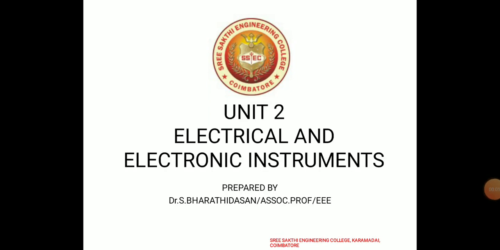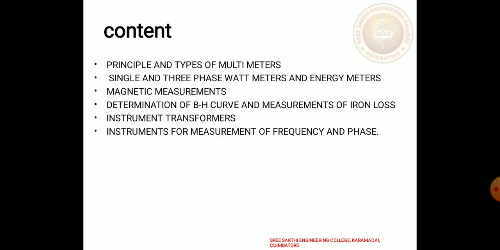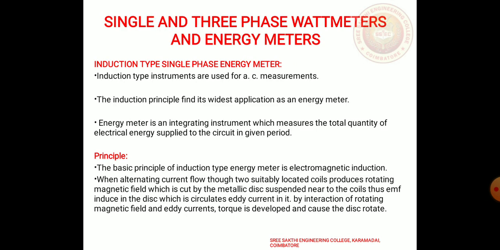Unit 2: Electrical and Electronic Instruments. In this unit, we discuss various types of meters like multimeter, voltmeter, ammeters, single phase and three phase wattmeters and energy meters, instrument transformers, and determination of BH curve. Now we will discuss single phase and three phase energy meters.